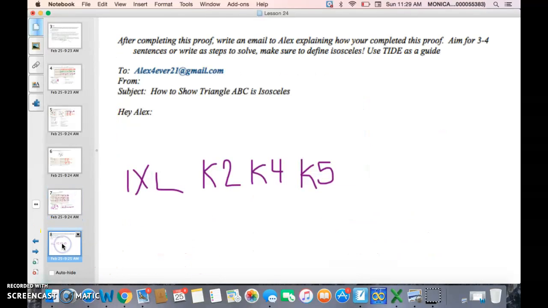And again, this is what the expectation is. Now that I'm saying that 3 to 4 sentences, I'm changing this. It needs to be 4 to 5 sentences, okay? So we're going to turn this in.